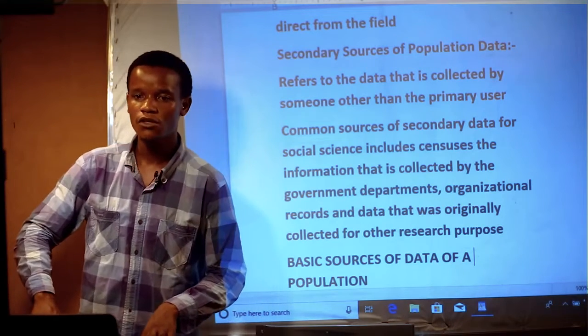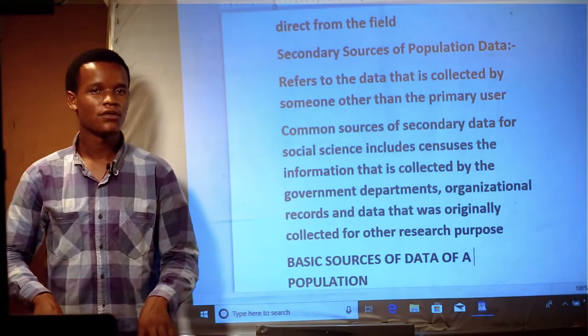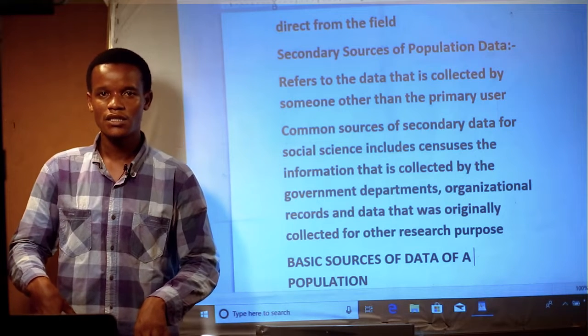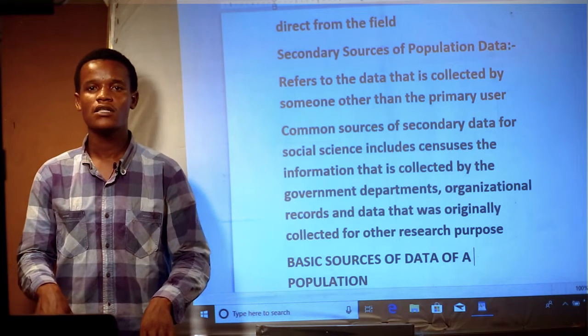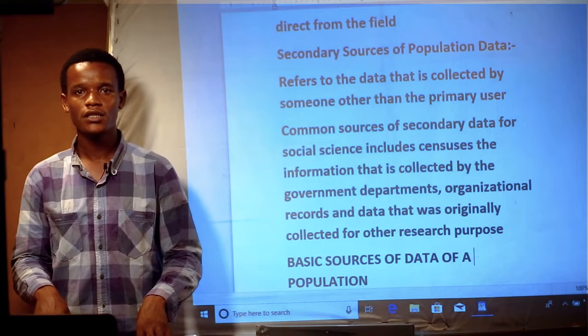Population data can be obtained in different ways. For example, they can use the census to get the population data. Also, they can use vital registration to get the population data.